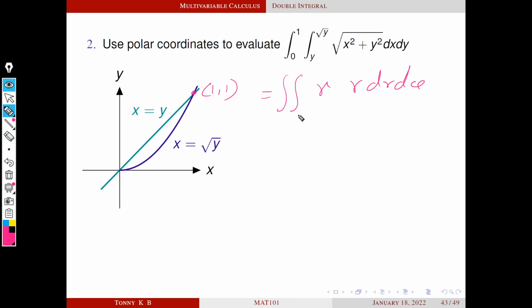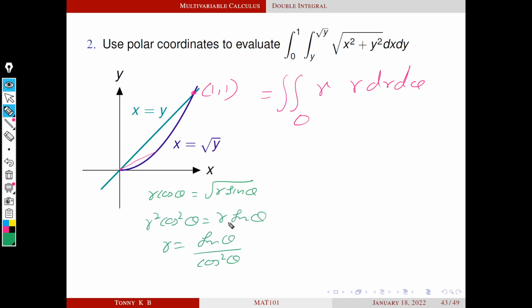Next you have to identify the range of r and the range of theta. It is clear that our radius vector r is starting from this point, up to this parabola. So what is the polar equation of this parabola? The lower value of r is 0, and we have to find the upper value of r from this equation. So we have to find the polar equation of this parabola. For that, we substitute x equal to r cos theta and y equal to r sin theta. So this is r square cos square theta equal to r sin theta.